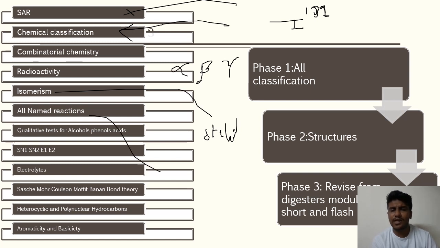Next up, we have name reactions. We have around 62 name reactions, and you need to know the reaction condition, acidic or basic. Like Wolff-Kishner, it is in basic condition, hydrazine. But if you speak about Clemmensen, it is zinc amalgam, HCl. It is an acidic condition.